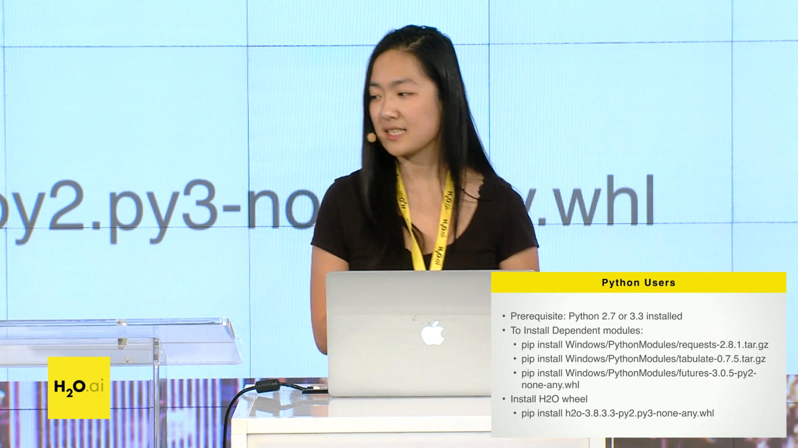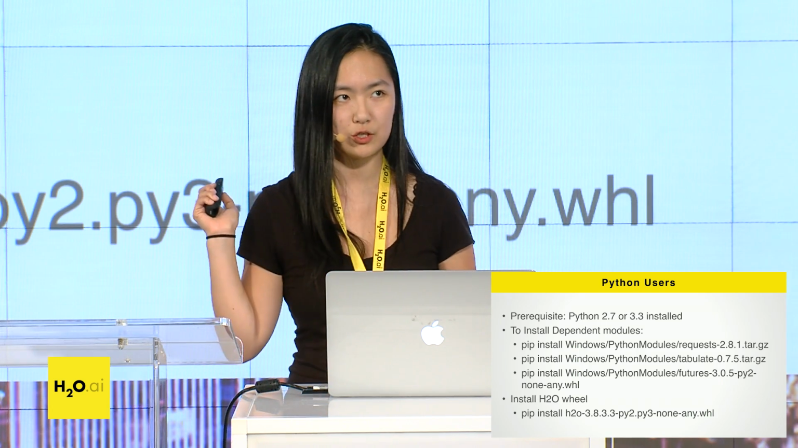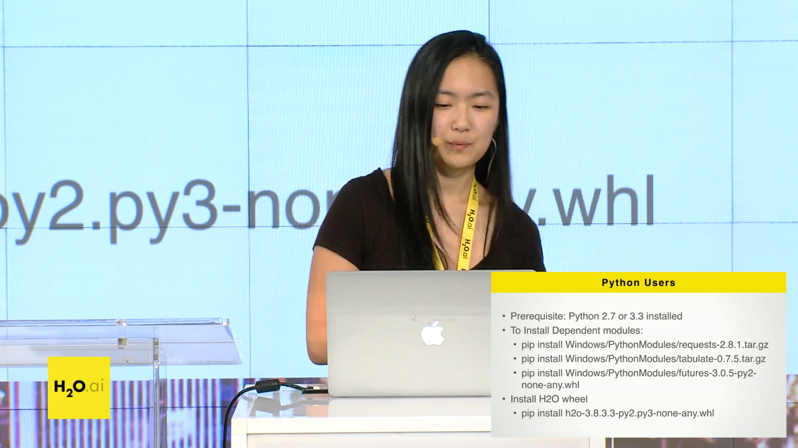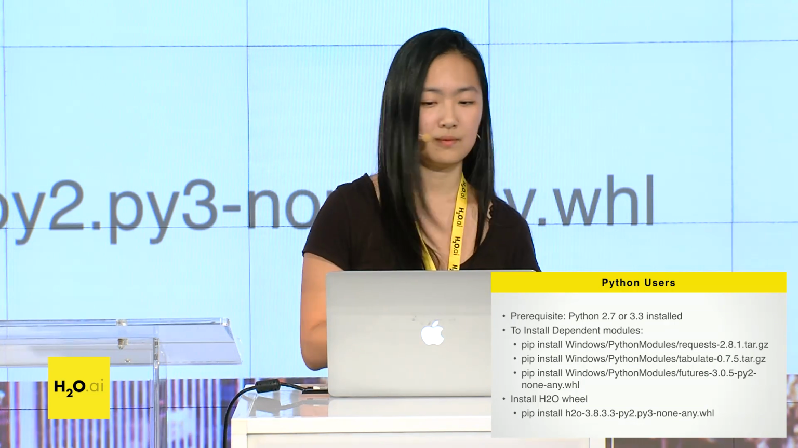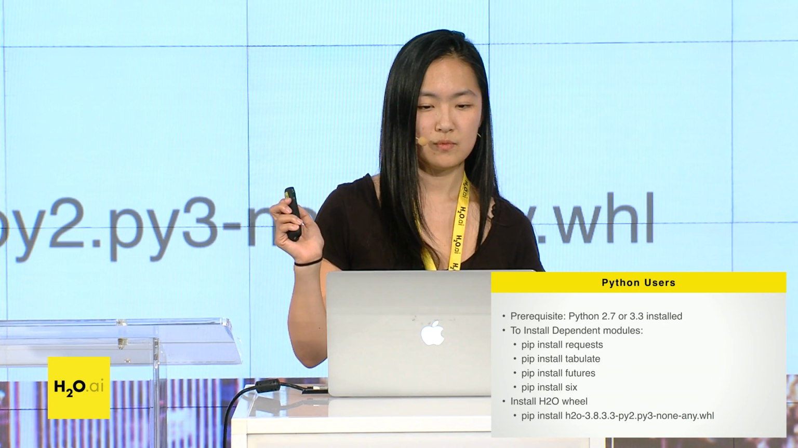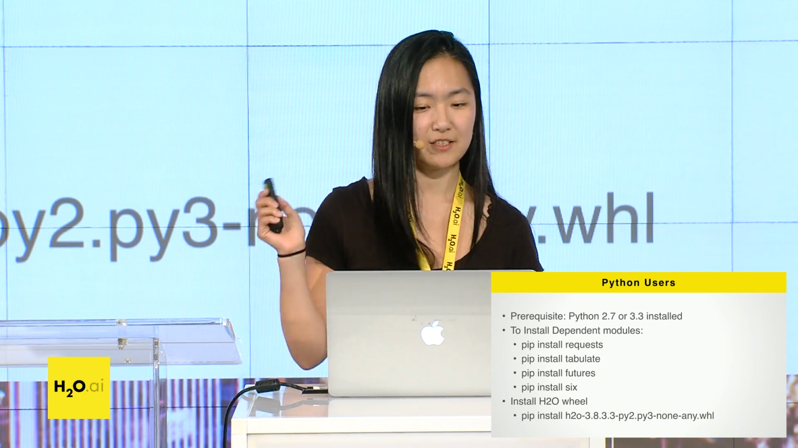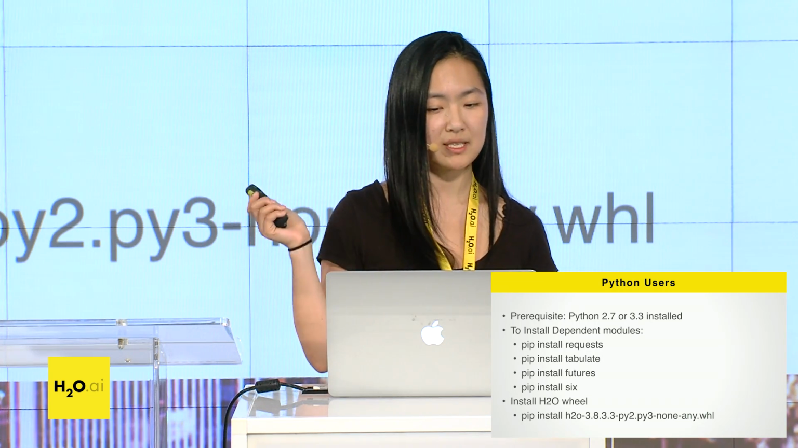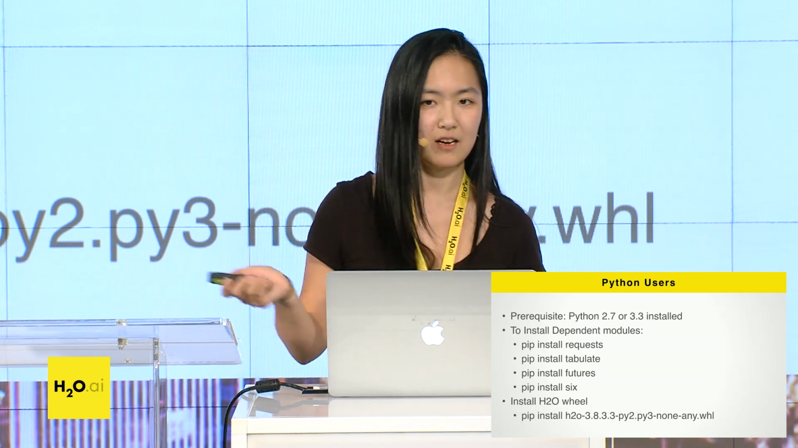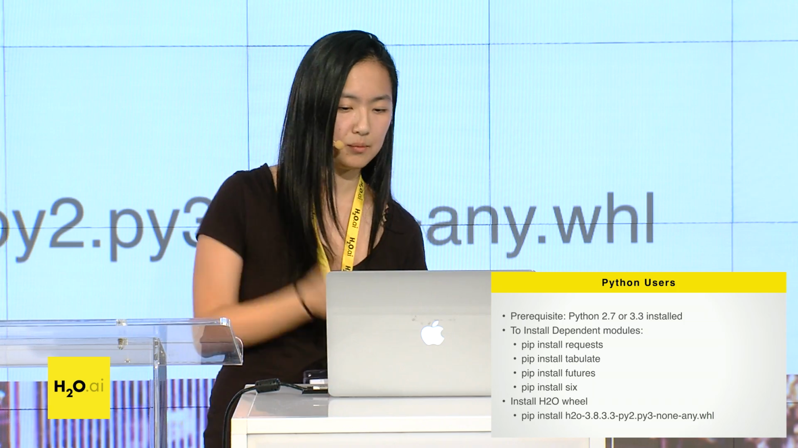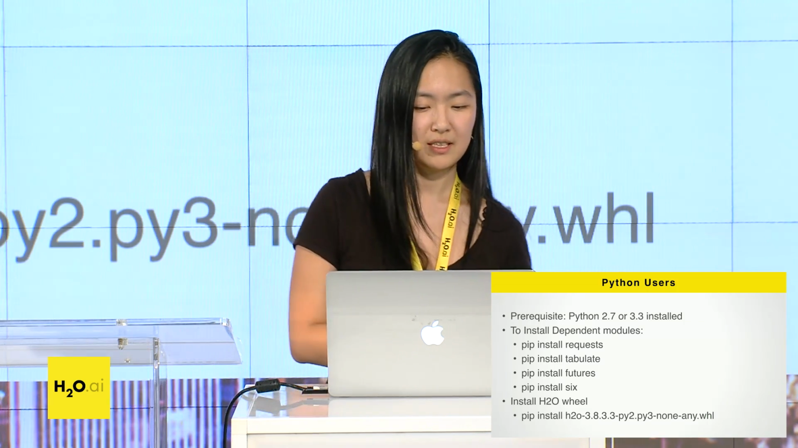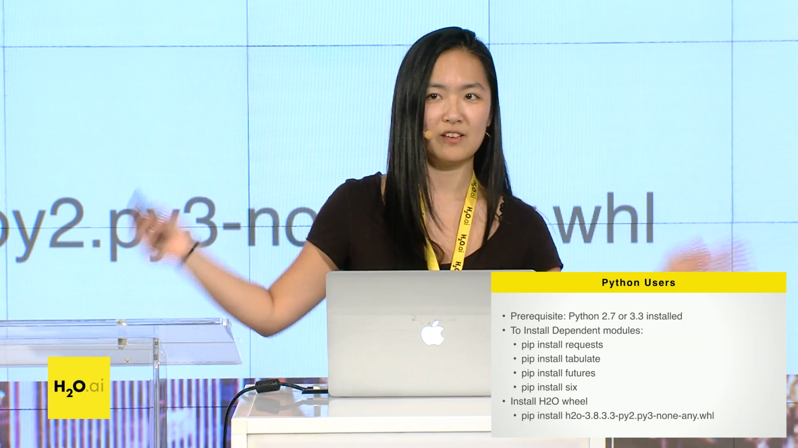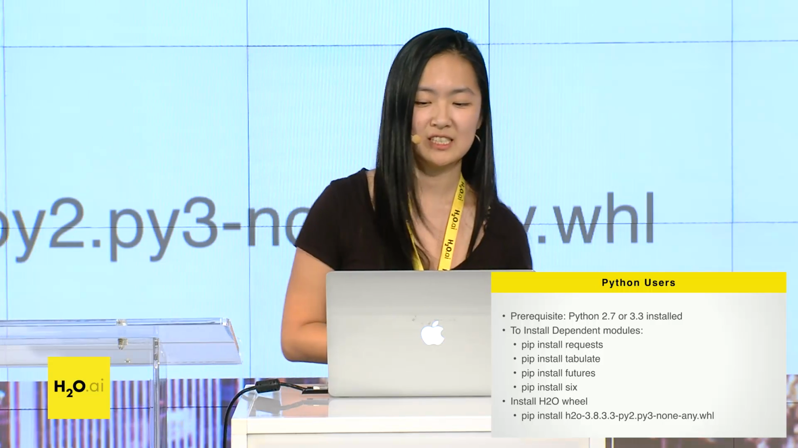Again, I'm going to give you guys like a minute or two in case you're a Python user trying to install this. Again, you can also go through the internet and try to do a pip install of requests, tabulate, future, six from the internet instead of from the zip drive itself. Again, if you have internet, this is all a lot faster and speedier.